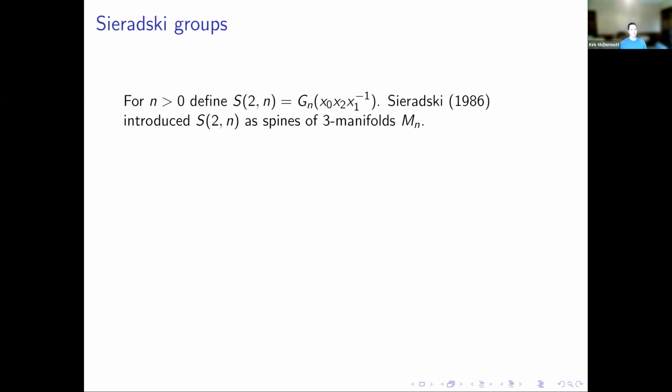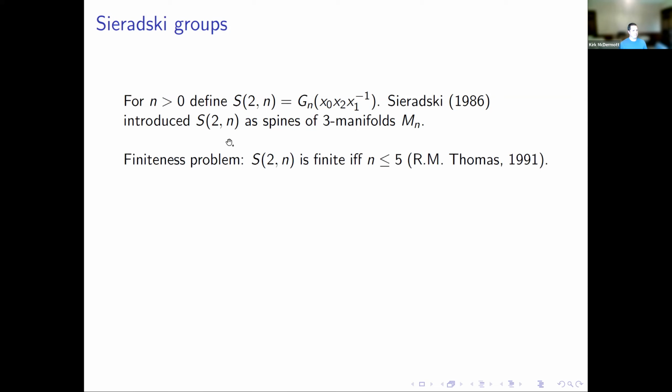All right, so just one more example here, the Sieradski groups. These were introduced by Sieradski in '86, and these were introduced directly as spines of 3 manifolds. Again, through the same process, beginning with an essential spherical map into the model. You can think about it as the boundary of the 3 ball. You perform the face pairing. Finiteness problem. This time it turns out there's no gap in the integers, so just n less or equal to 5, you're finite.